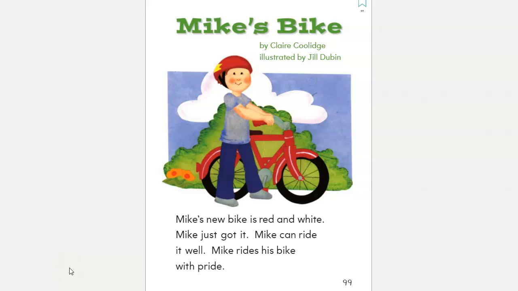Mike's Bikes. Mike's new bike is red and white. Mike just got it. Mike can ride it well. Mike rides his bike with pride.